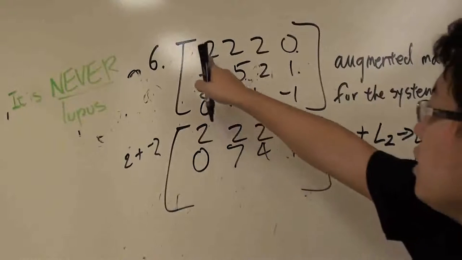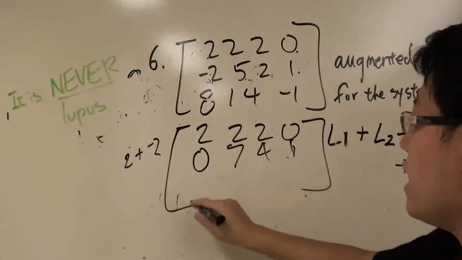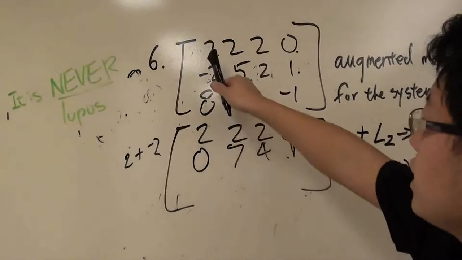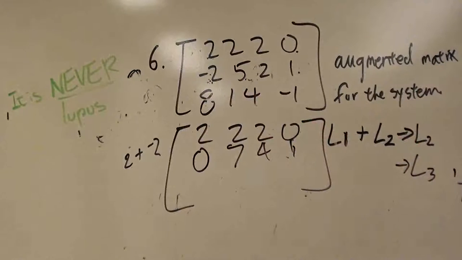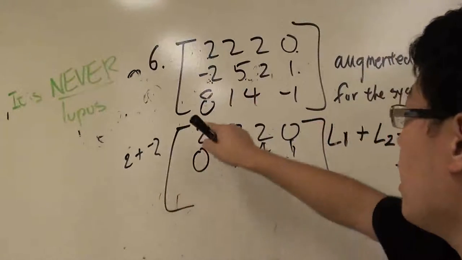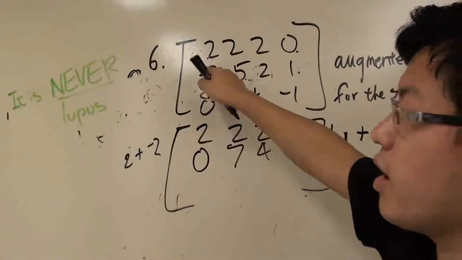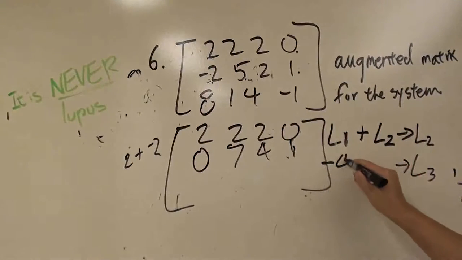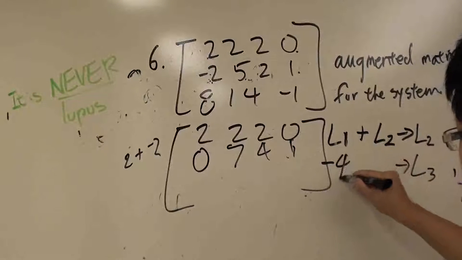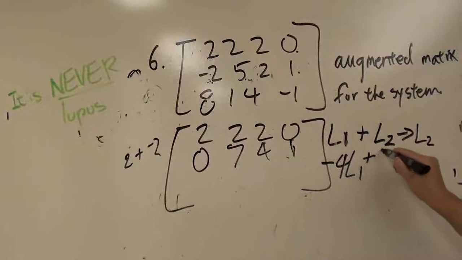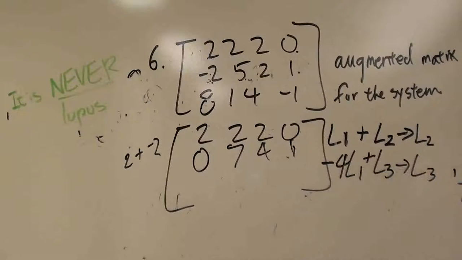Now for line 3, can we just add? 2 plus 8 is 10. That doesn't help. I want the leading coefficient to be gone so that this is the only one left standing. So how do I get rid of 8? It's got to be negative 8. How do I get negative 8? 2 times negative 4. So I'm going to put negative 4 times line 1, plus line 3, equals the new line 3. It's the same name, but this is a new one.